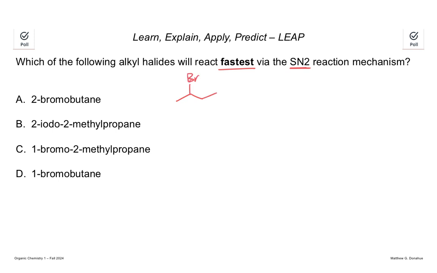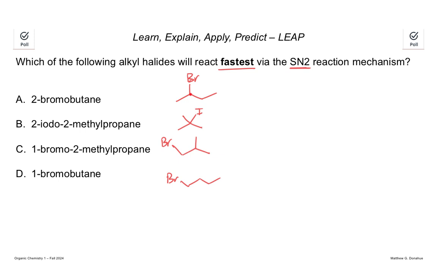So that would be 2-bromobutane. This is 2-iodo-2-methyl propane. 1-bromo-2-methyl propane, and then 1-bromobutane. So we've drawn them out. Now we can classify them.